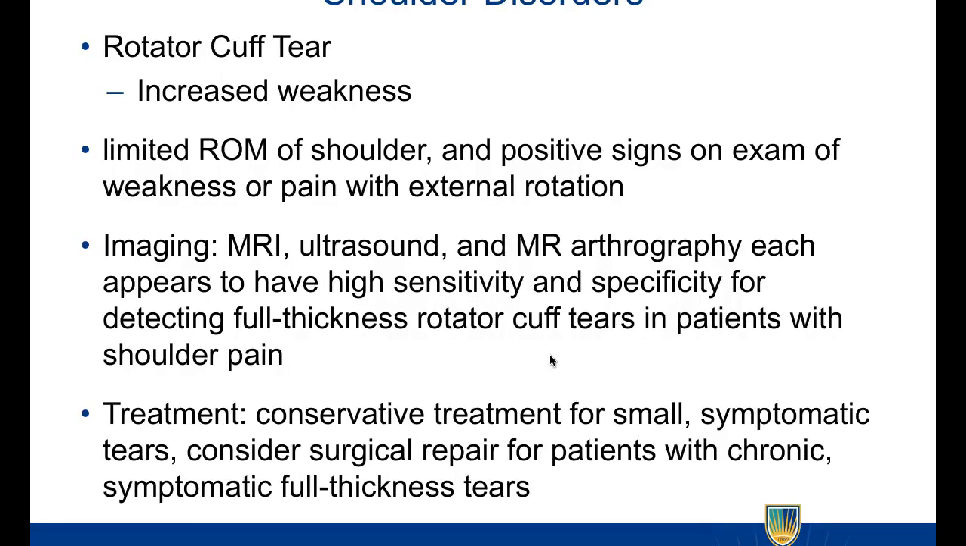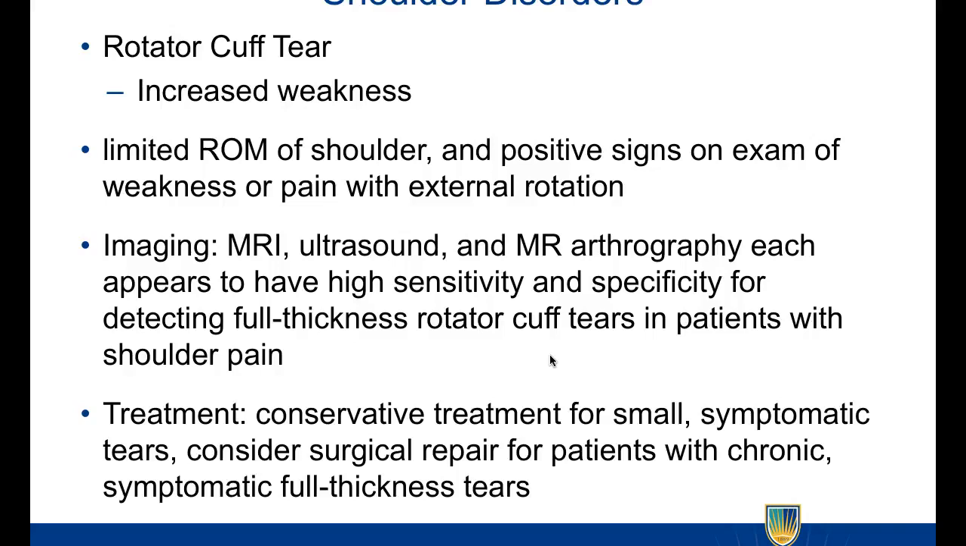Another shoulder disorder is rotator cuff tear. This is a weakness or decreased ability to move a joint, e.g. difficulty or loss of ability to abduct the glenohumeral joint. The provider should suspect the diagnosis in patients greater than 60 years of age or in younger patients with history of traumatic shoulder injury who have shoulder pain, limited range of motion of the shoulder, and positive signs on exam of weakness or pain in the external rotation.